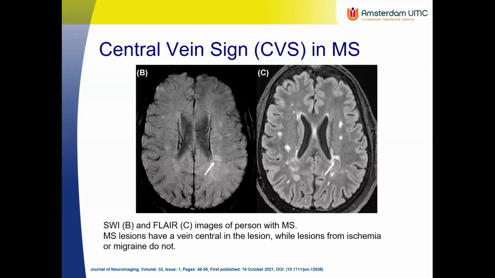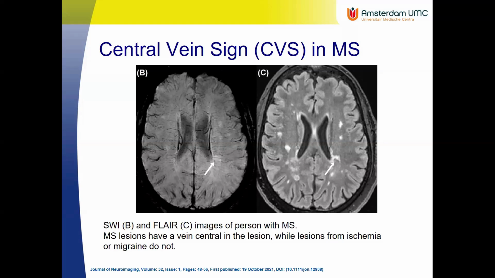And recently, a new guideline was introduced for the diagnosis of MS. It's called the central vein sign detection, which basically says that in an MS lesion, there's always a vein running centrally through that lesion. So if you can actually see the presence of a vein in a lesion, it confirms that it is MS. If there's no central vein, it might be some other lesion.